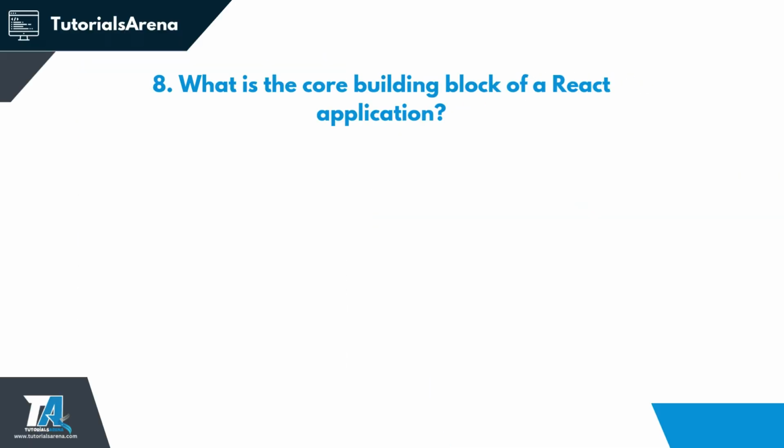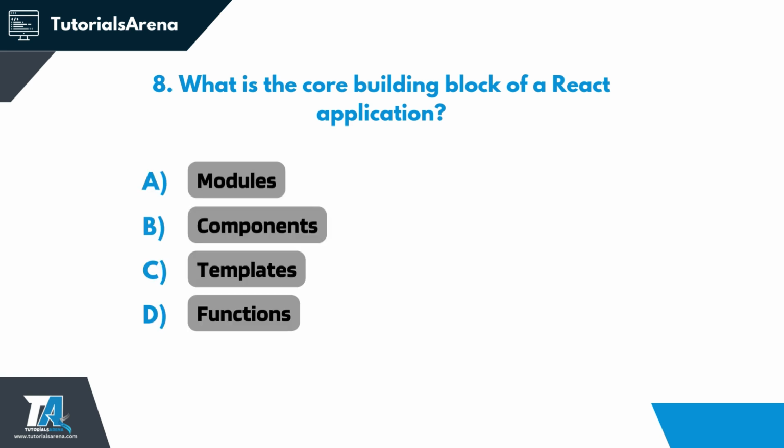Question 8. What is the core building block of a React application? The options are: Option A, modules. Option B, components. Option C, templates. Option D, functions. The correct answer is Option B, components. Moving on to the next question.